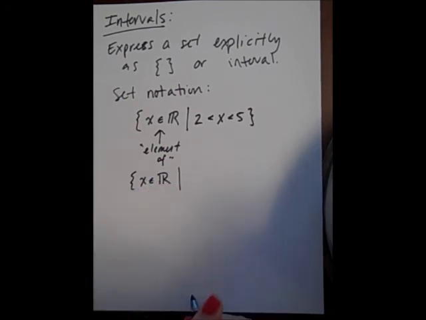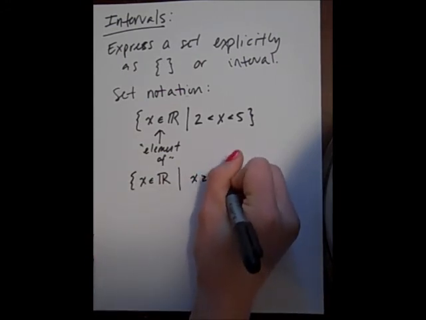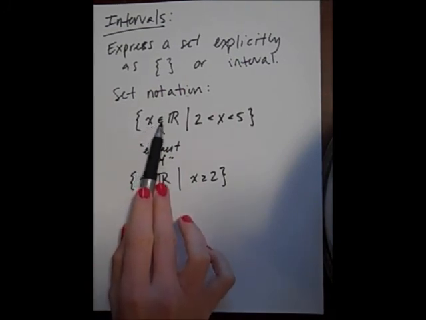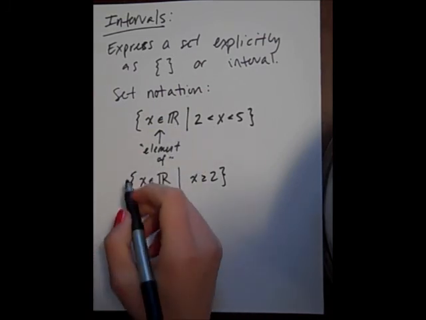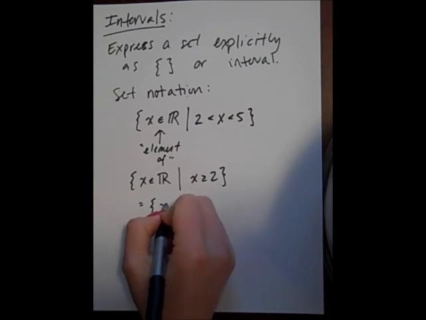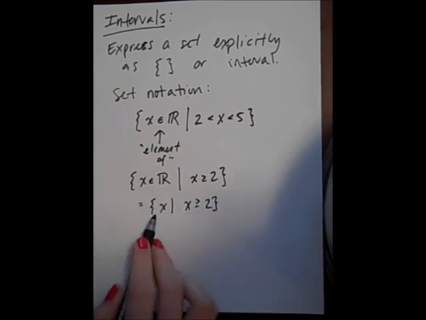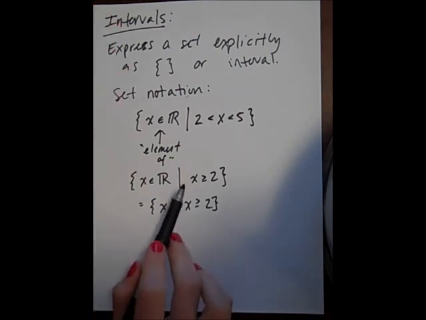Let's say I want the set of all real numbers such that, let's say, x is greater than 2, maybe equal to this time. So this is a different set. This is saying all x such that x is a real number, such that this is true. Now sometimes we get a little bit sloppy, and we'll just write x such that x is greater than or equal to 2. It's understood that x is a real number, so it's not necessary that you write it. Either way, this is acceptable.